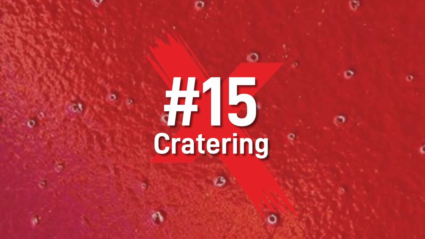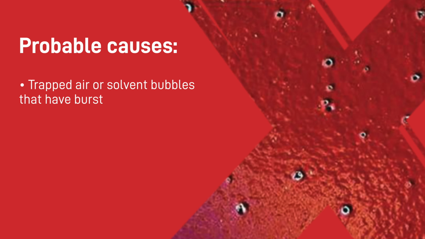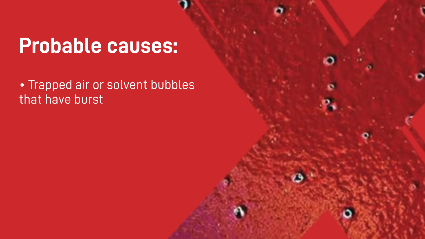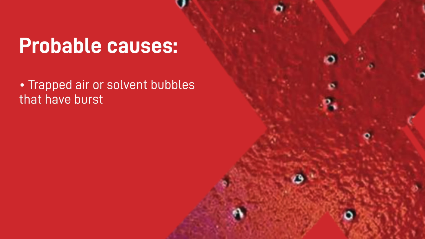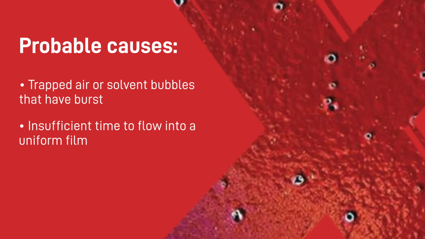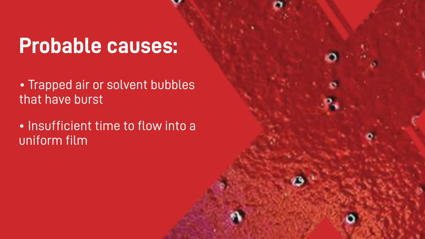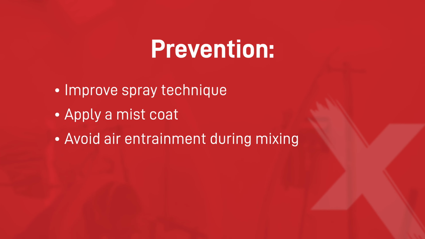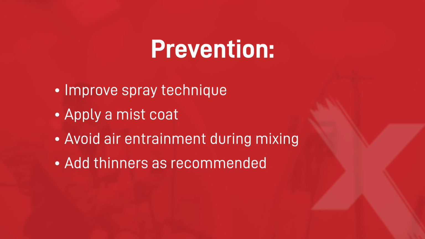Cratering is at number 15. Cratering is trapped air or solvent bubbles that have been burst on the coating surface, leaving small craters as the coating dries. The coating therefore has insufficient time to flow into a uniform film. To prevent cratering, improve your spray technique, apply a mist coat and avoid air entrapment during mixing. You can always add thinners as recommended by the paint supplier to reduce paint viscosity.